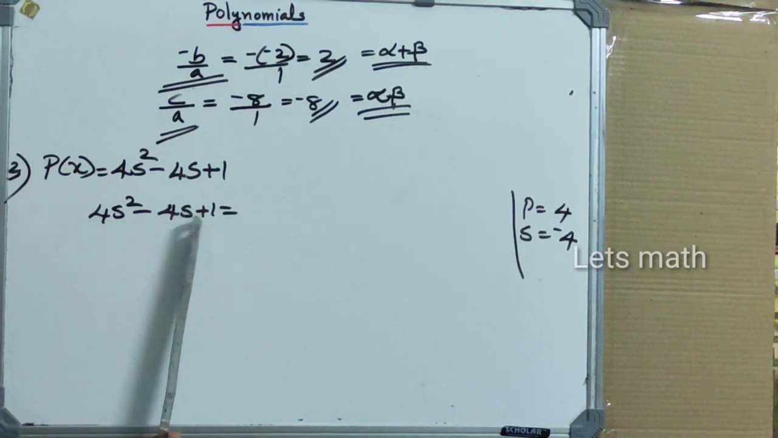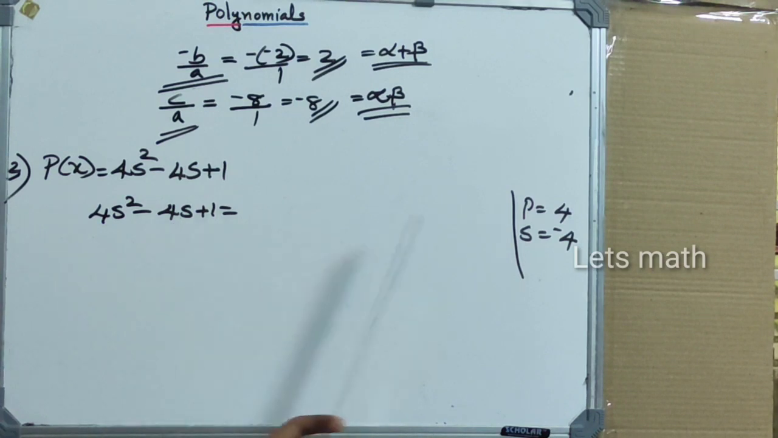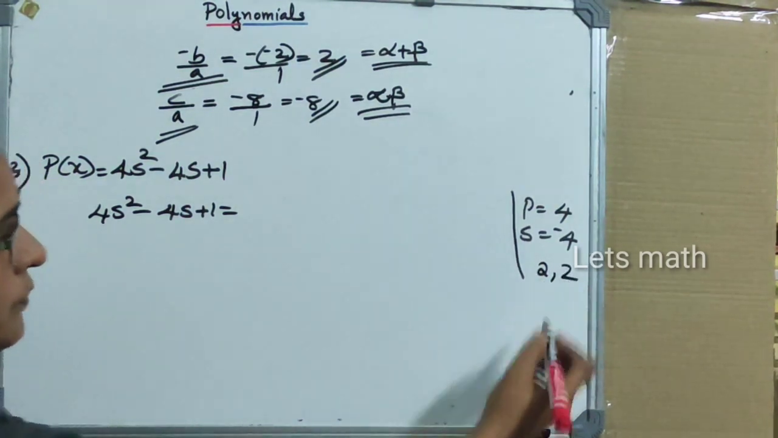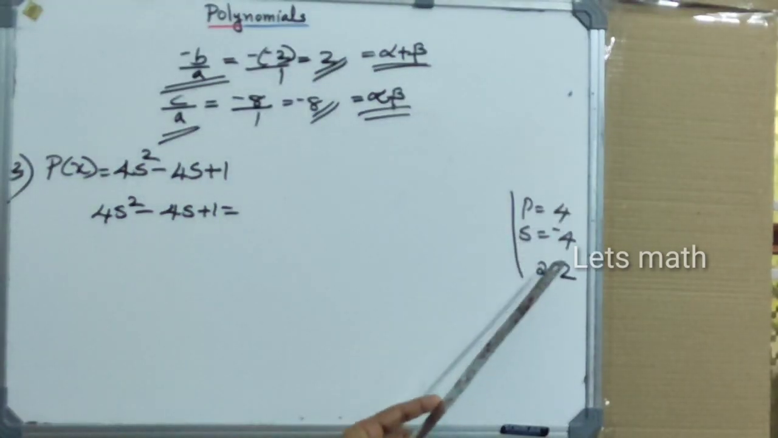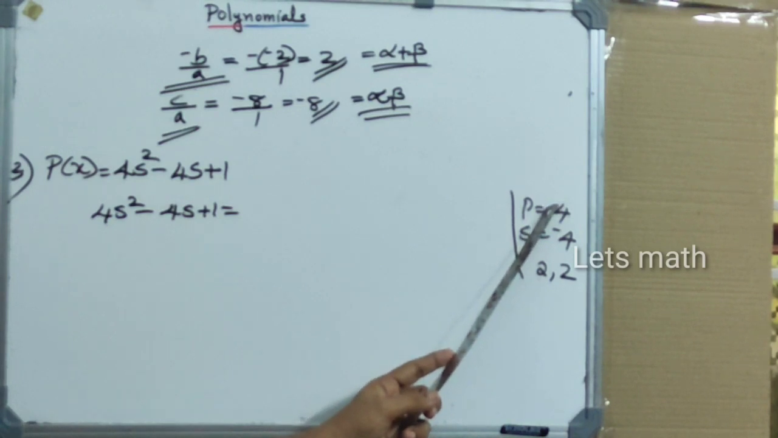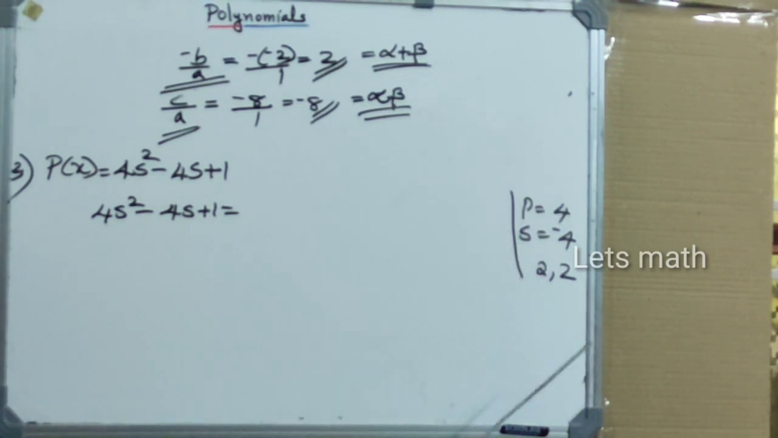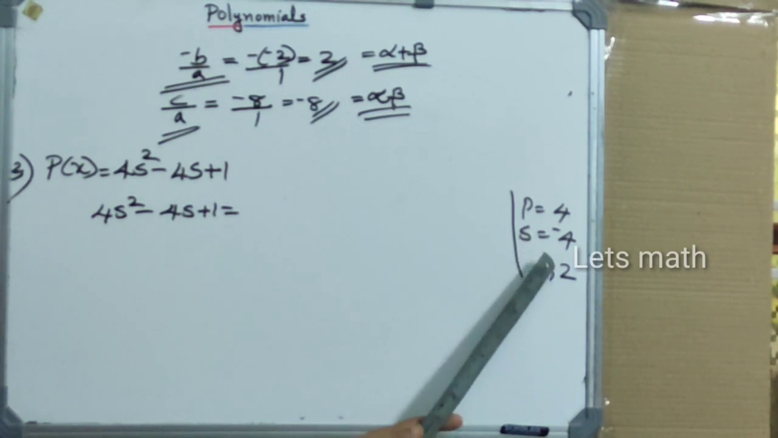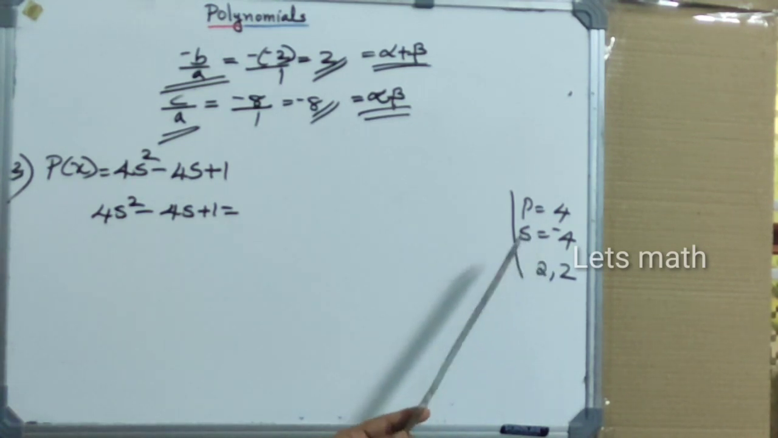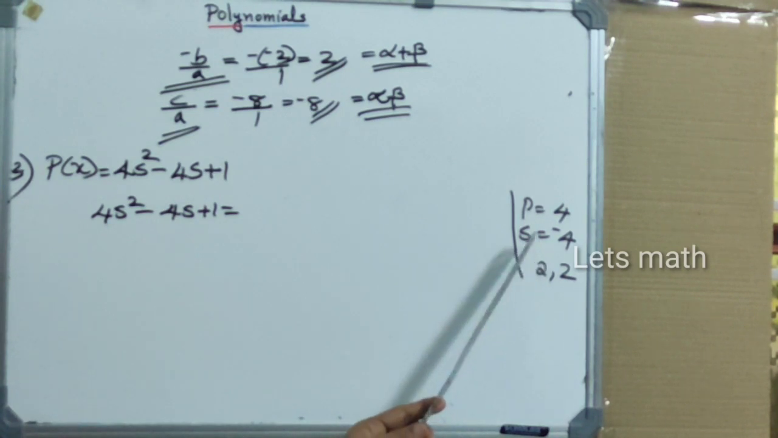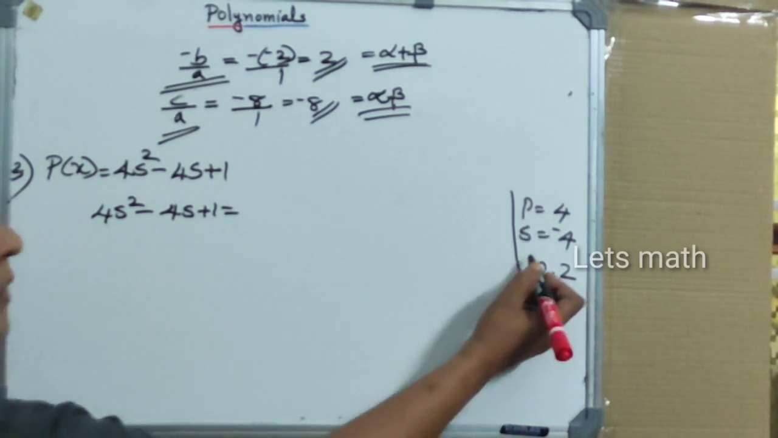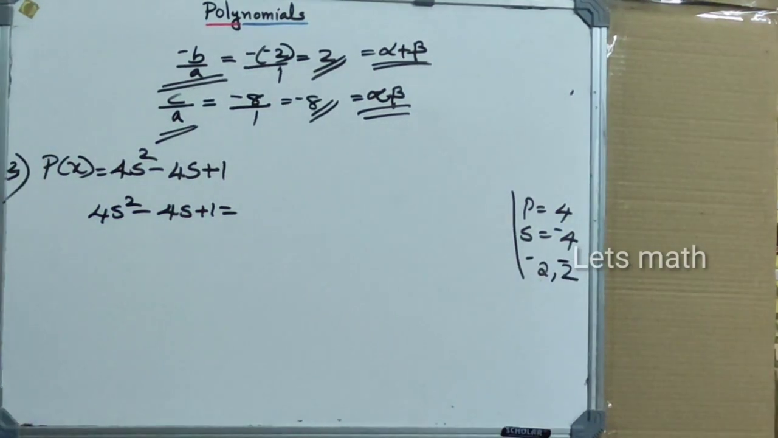The product is 1 into 4, and the sum is minus 4. What are the numbers? You can think of 2 and 2. The product is 4 and the sign is positive, so there are two possibilities: both numbers can be positive or both can be negative. But if you take both numbers positive, you will never get the sum as negative. So we have to take both numbers as negative.